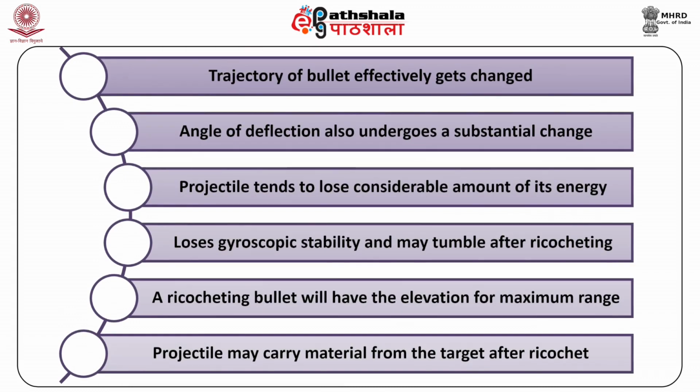The trajectory of the bullet effectively gets changed. Apart from changing the direction of motion of the projectile, the angle of deflection also undergoes a substantial change. After ricochet, the projectile tends to lose a considerable amount of its energy, which may be anything up to one third of its total energy. It loses gyroscopic stability and may tumble after ricocheting. The range will decrease, which is contrary to the popular belief that a ricocheting bullet will have the elevation for maximum range. The projectile may carry some material from the surface of the target after ricochet.